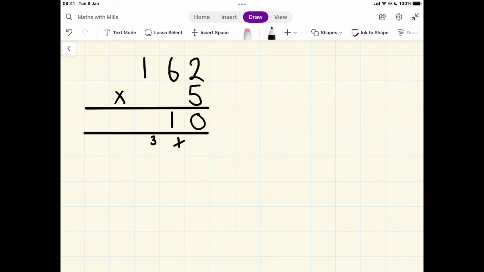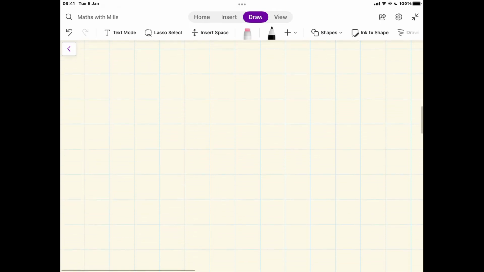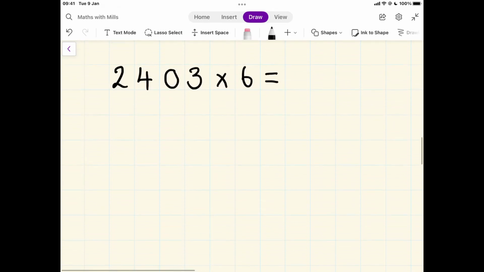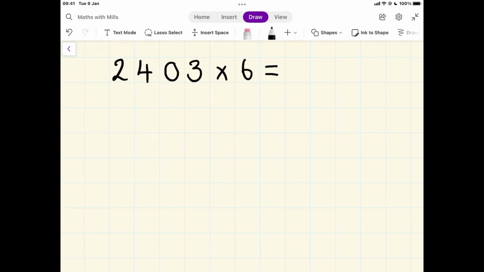5 times 1 is 5. Add on 3 is 8. So the answer to this calculation, 162 times 5, is 810. Brilliant. Let's look at another example. Oh, here, the question's written in a horizontal format. So let's look at how we set it out correctly using our columns.